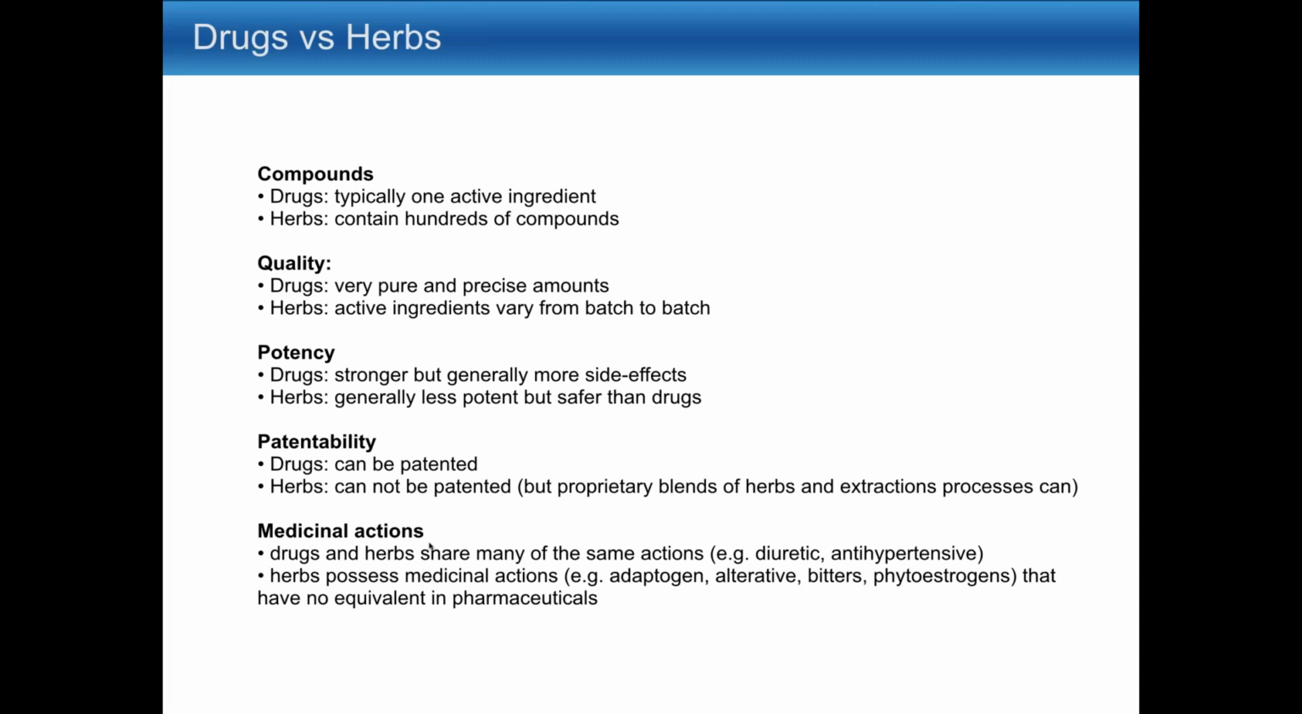For example, an adaptogen is a herb that helps the body cope with stress. I love these. I consume them all the time. I'm jacked up on them right now because I didn't get very good sleep last night, because both children were waking me up. So adaptogens are amazing. There's no drug that does that same sort of thing.